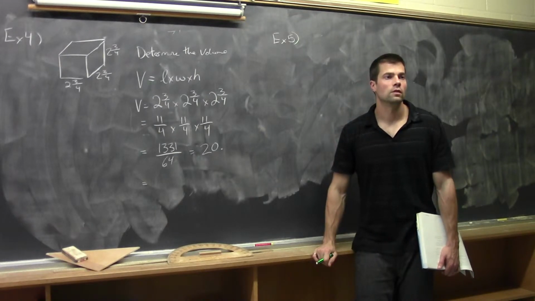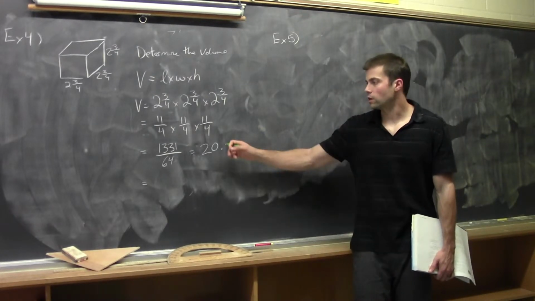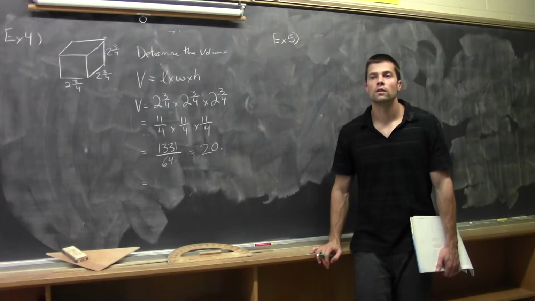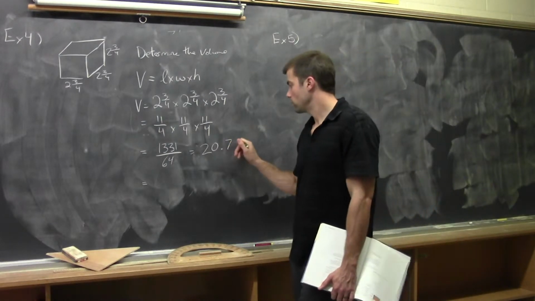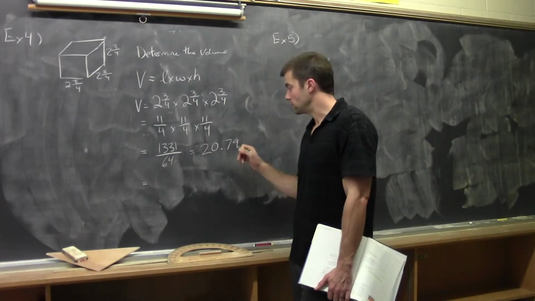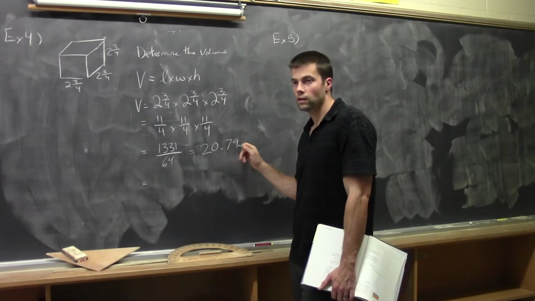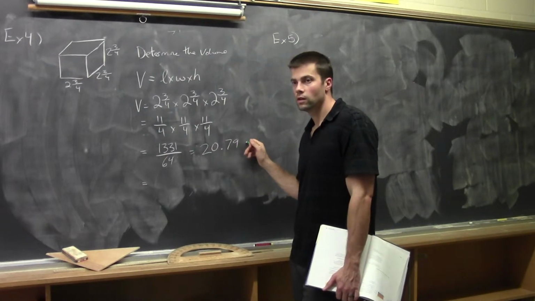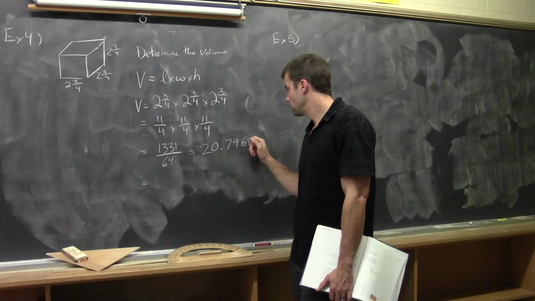Joseph. So I have the actual fraction. Okay, give me the decimal. 20.79? Yeah. That's not wrong. Exactly? Well, there's a bunch of numbers after. 79 what? 796,875.